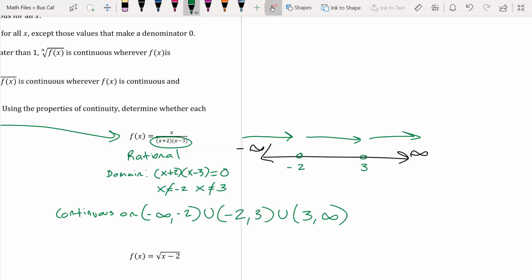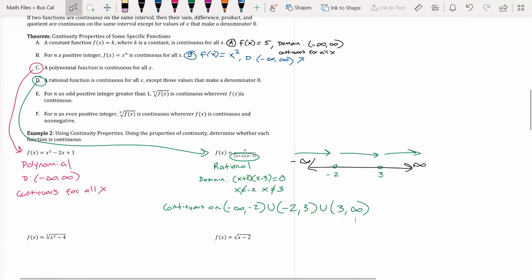So what we're stating with this interval is not only the function's domain, but also where this function can be continuous. This function can be any number it wants to be, except for -2 and 3. So our function can exist from negative infinity to -2, -2 to 3, and 3 to infinity. And that's how you handle a rational function.